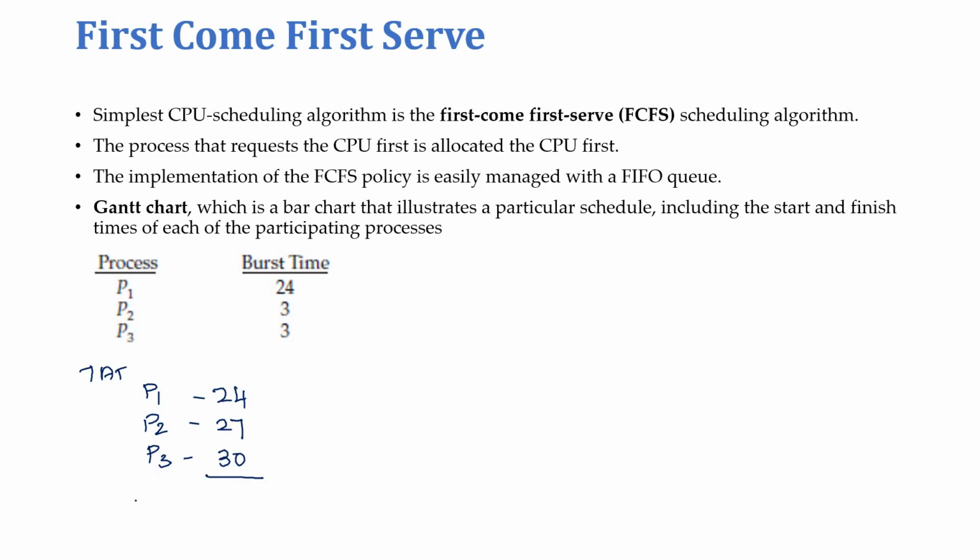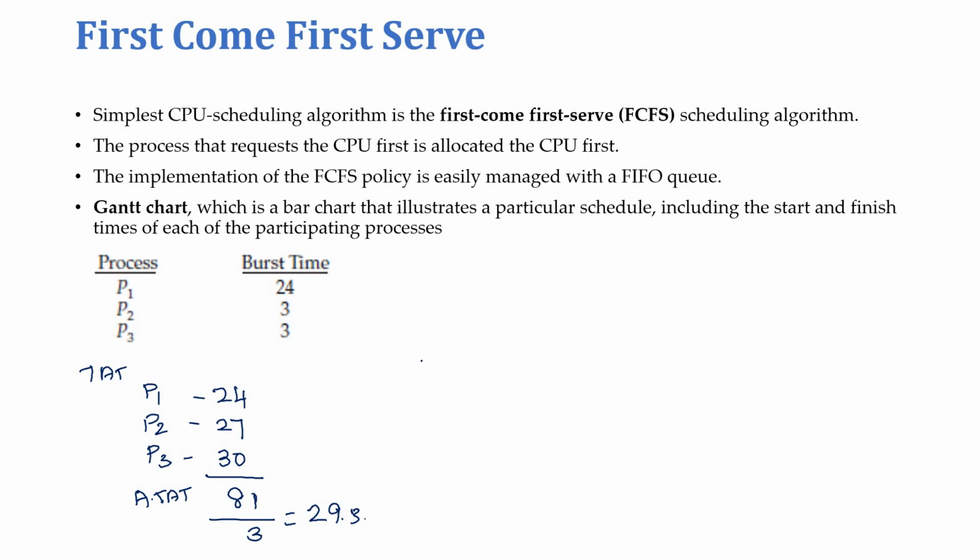So now you can add all together and calculate the average turnaround time. So 24 plus 27 plus 30, that is 81, divided by 3, so you will get around 29.3.